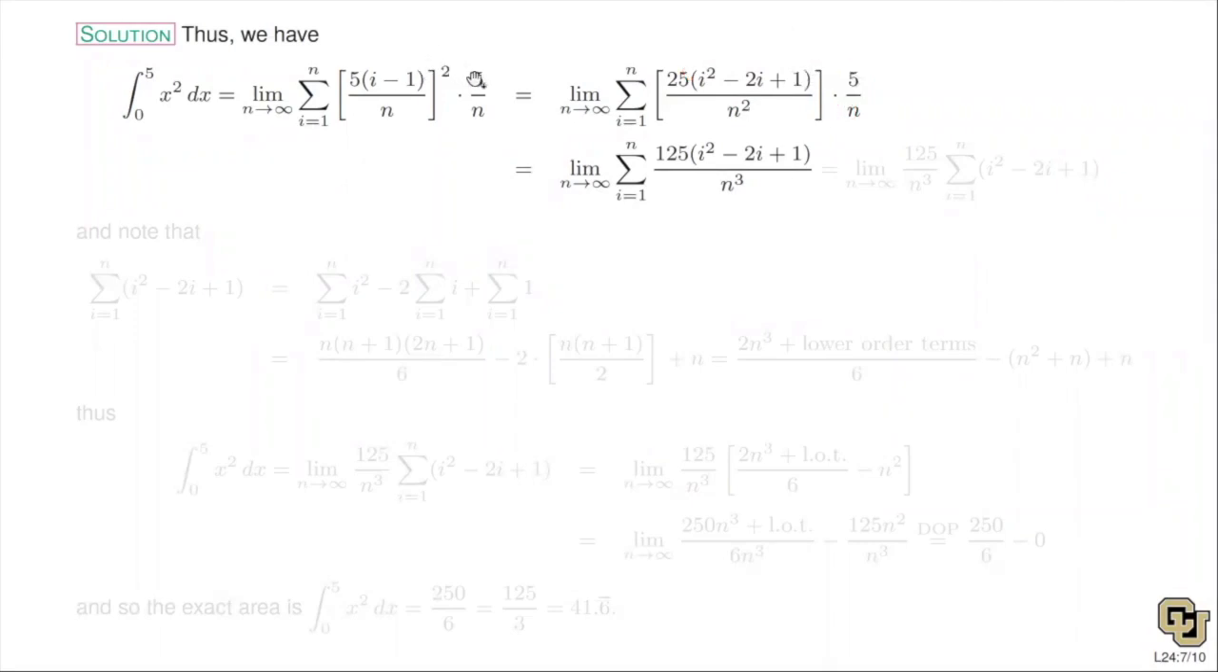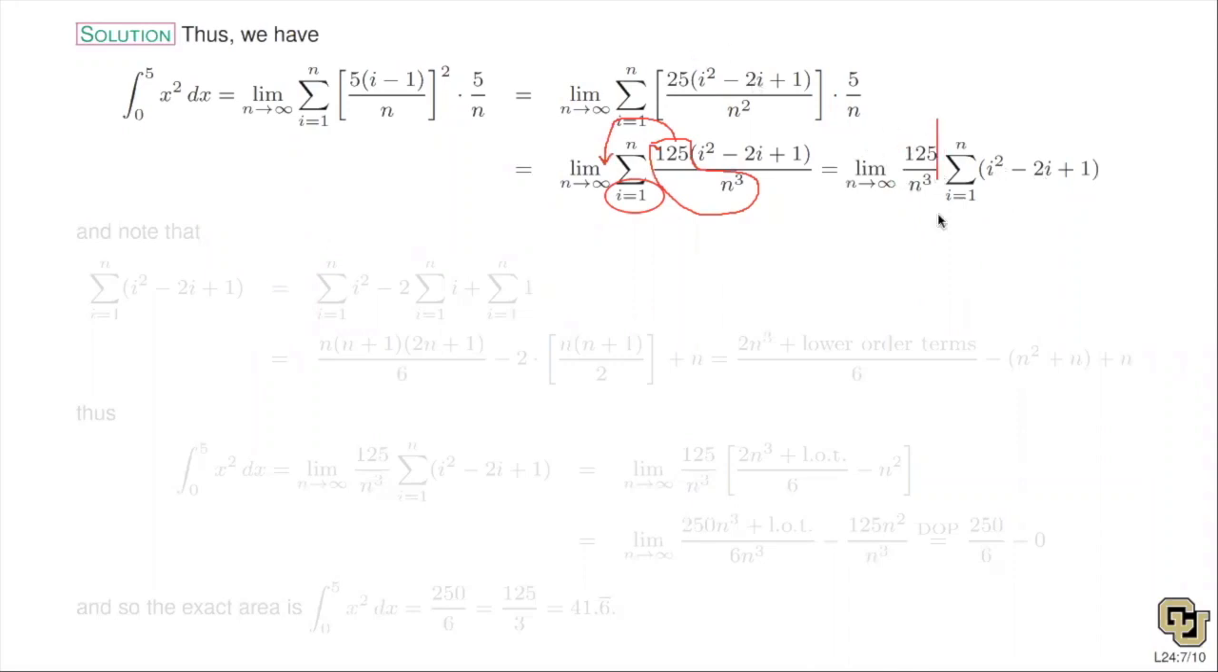Now, the sigma notation only cares about the index i. If it's not an i, the sigma notation treats it like a constant. So this 125 over n cubed, neither one of those is an i, so I'm going to pull it completely out of the sigma notation. And here's that 125 over n cubed that I pulled out.